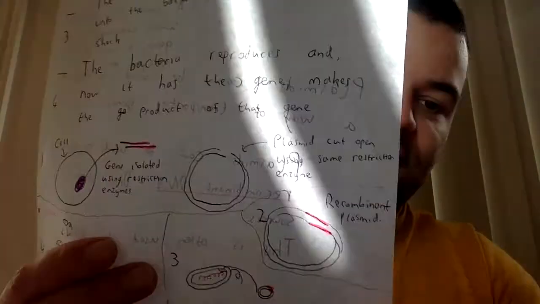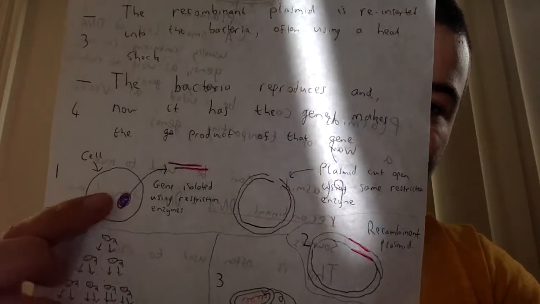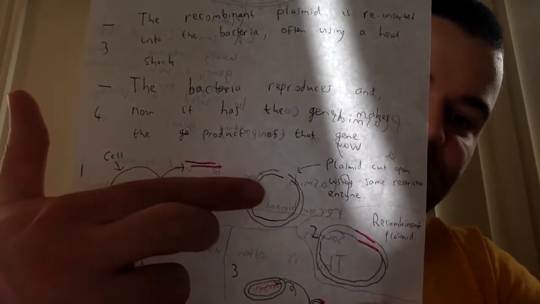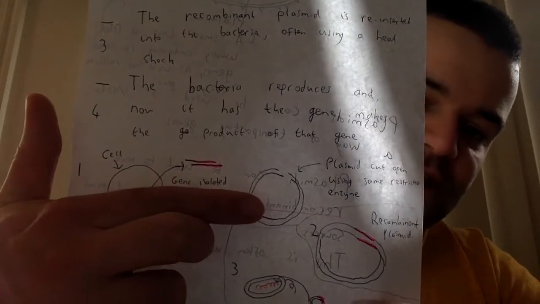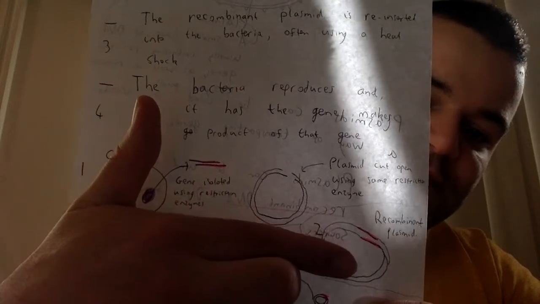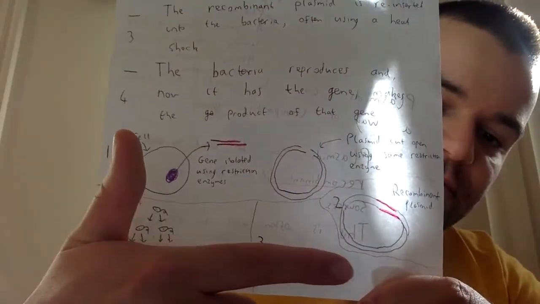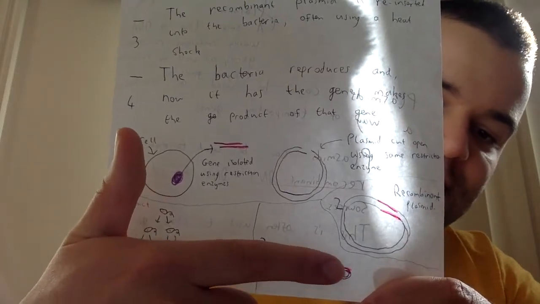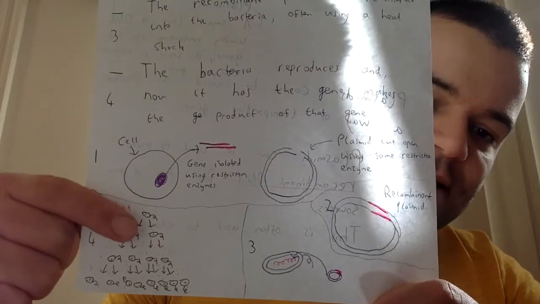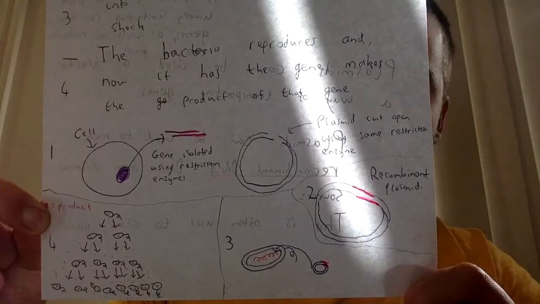So in diagram form, this is not to scale. I've got my cell here, so we've cut out a gene from that cell using restriction enzymes. The exact same restriction enzyme has been used to cut open a bacterial plasmid. We've joined them together using DNA ligase, making our recombinant plasmid. We have put the recombinant plasmid back into the bacteria. Then the bacteria is growing and dividing, and it's producing the product of that gene as it does so. Okay?